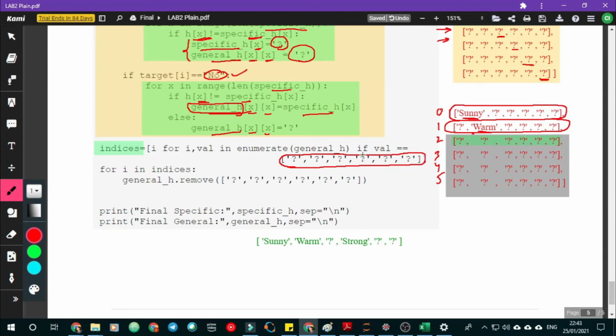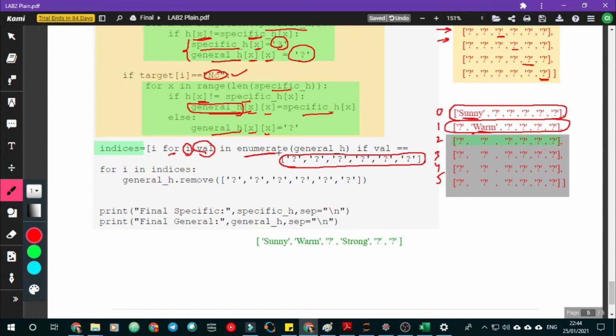So in this line I am using enumerate. You know already what the enumerate function does. It returns two values. One is the index, the second one is the value at the index. So these are two local variables in the for loop. I hope you are following me, because this is a repetition. I can't explain more. For i, val in enumerate general hypothesis.